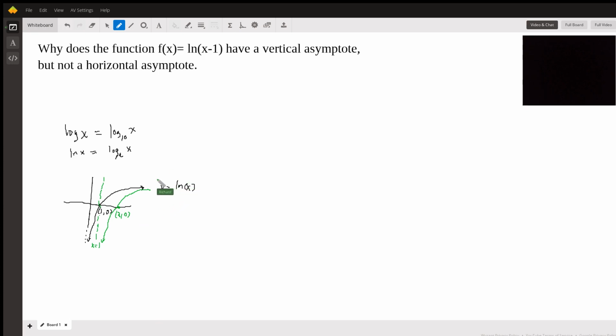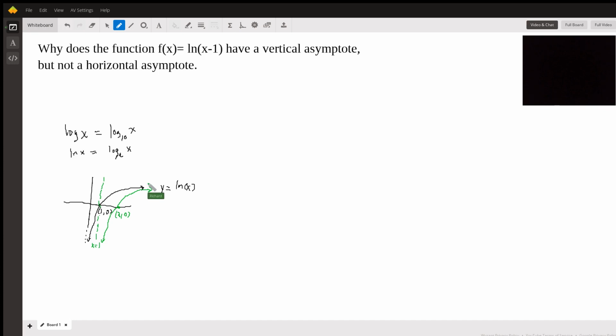And that's the way it is. But a translation from left to right isn't going to change anything as far as this question is concerned. You're still going to have a vertical asymptote. It's just shifted 1 unit to the right. And the x-intercept here has been shifted 1 unit to the right. It's still going to have a vertical asymptote here, but no horizontal asymptote here because it continues to rise. So that's the quick way.